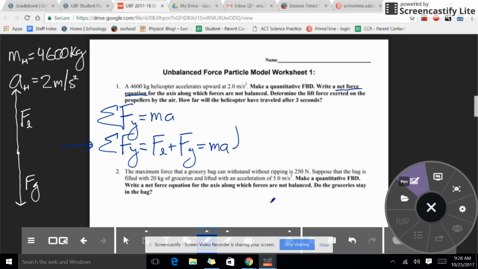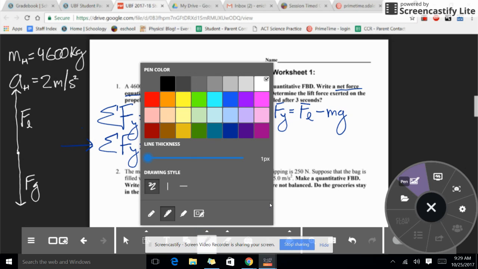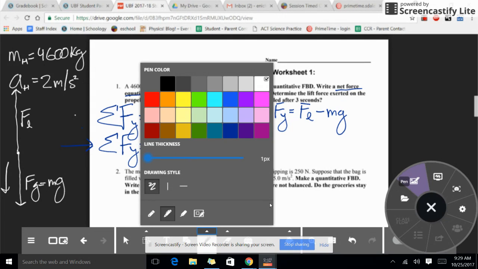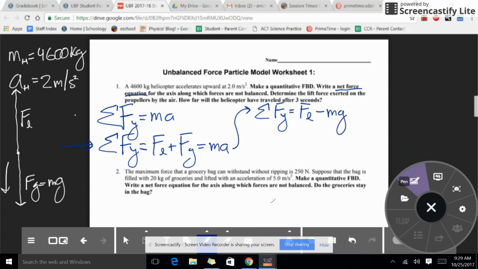So I'm going to move a little bit over here. Okay. Sum of the forces in the y direction is going to equal force of lift, I don't have a formula for it, minus mg. Okay, we already remember that force of gravity is mg, but because it's in this downward direction, that's why it's going to be negative. Okay, cool. Go back to my blue here. And that's still going to equal ma.